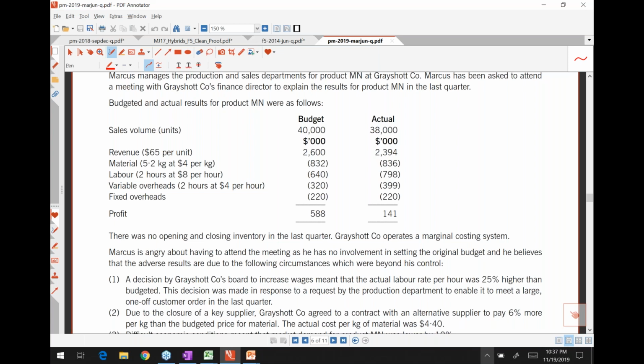For cost, what is the shortcut for planning? O versus R. Exactly. For cost, what is the shortcut for operational? R versus A. Perfect. For sales, what is the shortcut for planning?